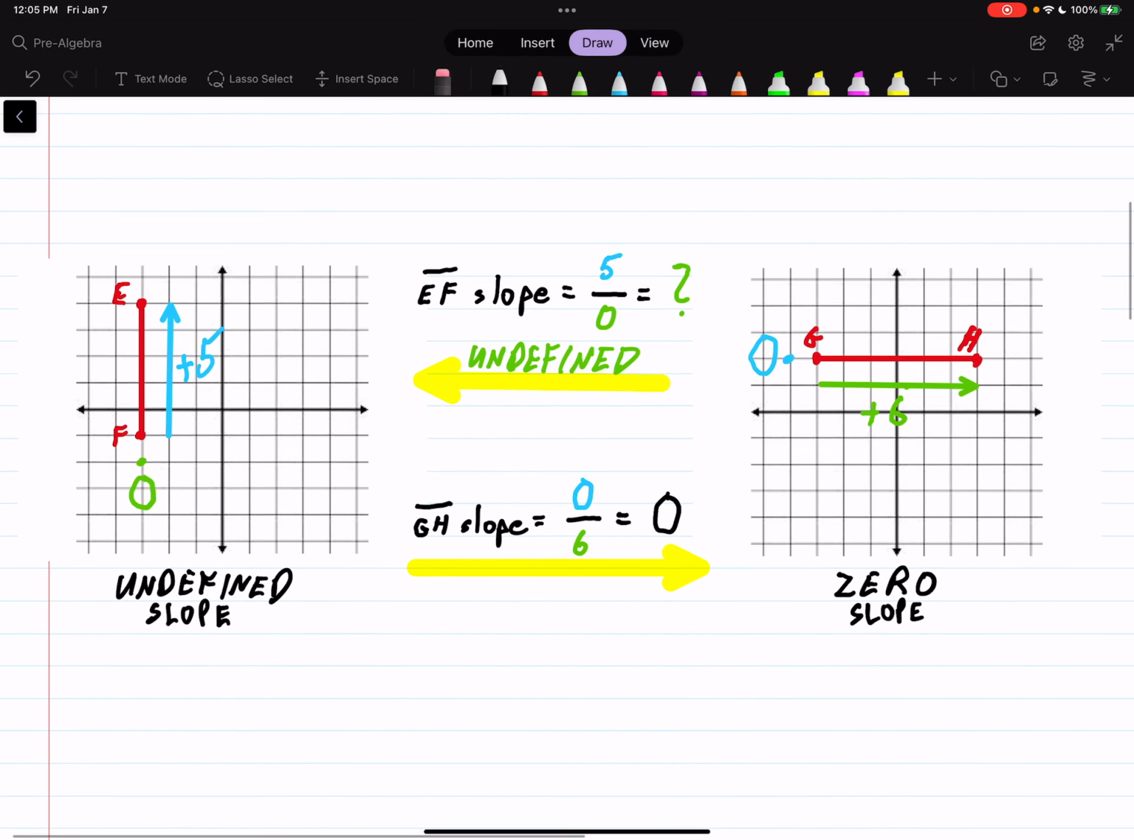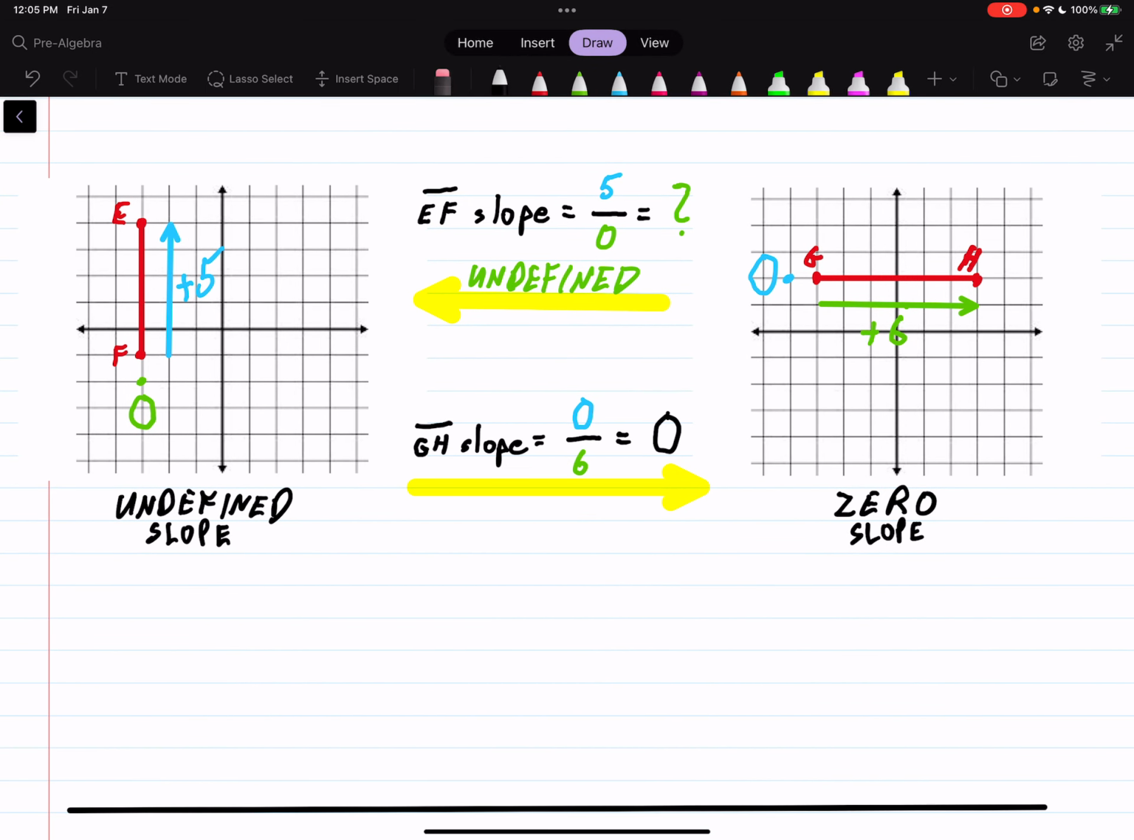Two more kinds of slope out there. What happens if we had this example here where the line E to F is straight up and down? Well, if we go rise, it's very simple. One, okay, that's where we started. So 1, 2, 3, 4, 5. So our rise is 5. And we got that right here, a rise of 5.